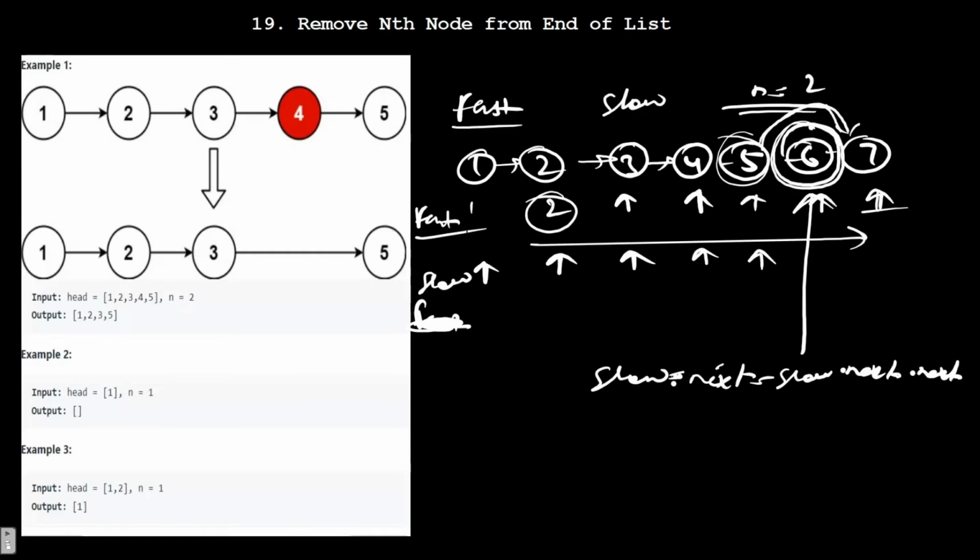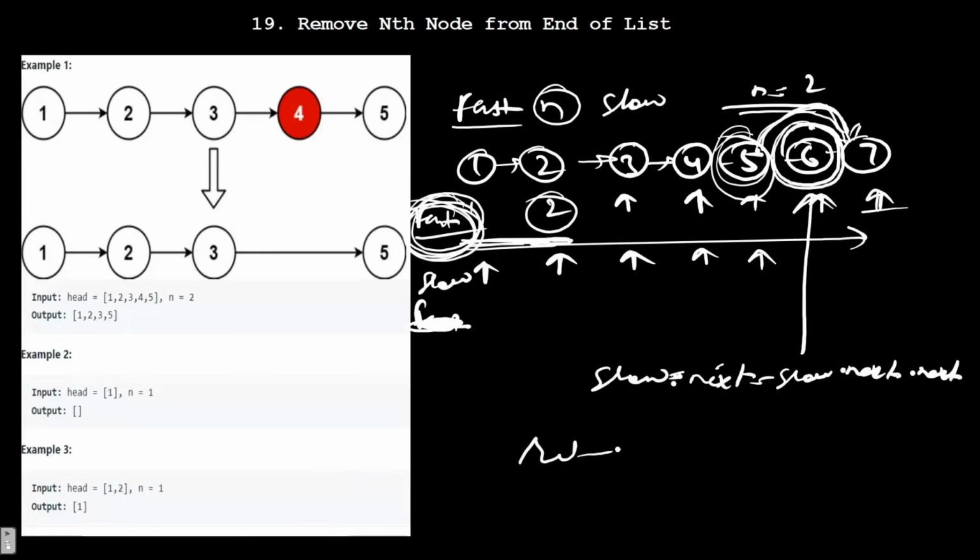So what we are doing is, at first we are moving our fast pointer by n size, so our fast pointer has already traveled n distance, and then we are simultaneously moving slow and fast. Whenever our fast pointer reaches the last node, our slow pointer will be at the node just before the one we have to delete. In this case, our slow pointer is at node 5. So we only have to delete the next pointer, and return the result.